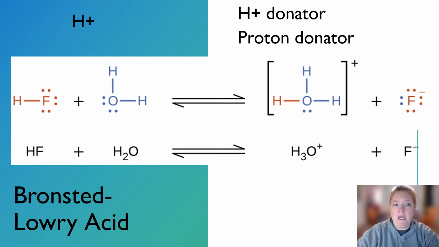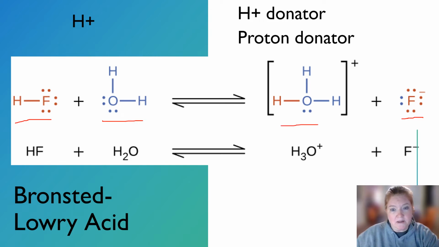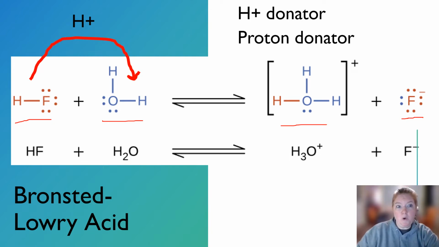All right, so let's look. The rule is follow the H plus. So I'm going to look at this equation. There was some movement of H's, so where did it go? This started as H attached to an F, but on this side, I just have an F with no H attached to it. So where did that H go? Well, it couldn't disappear. This O has two H's on it, but on this side, this O has three H's on it. So the H went from here, bloop, over here.